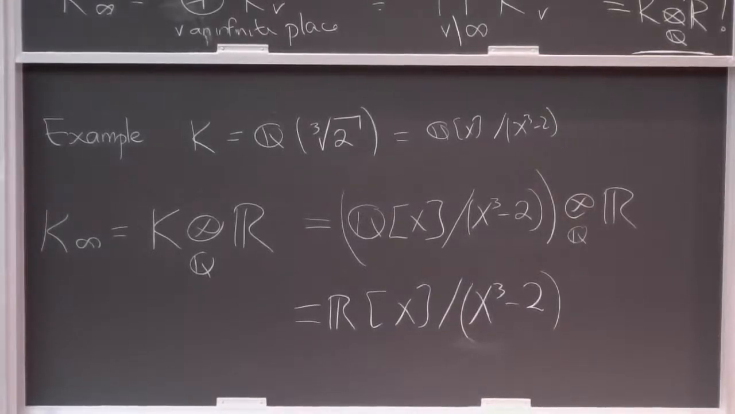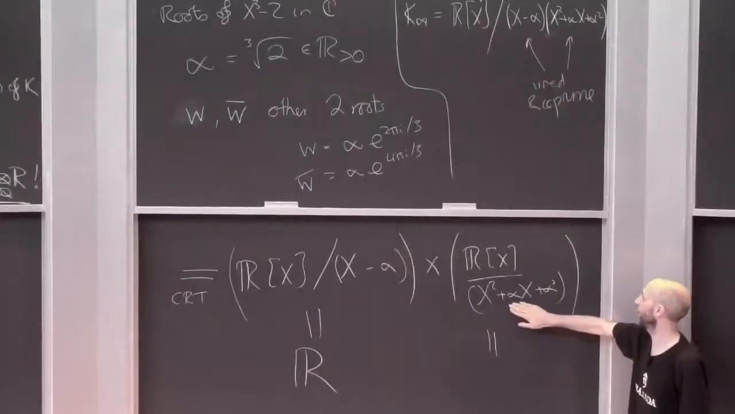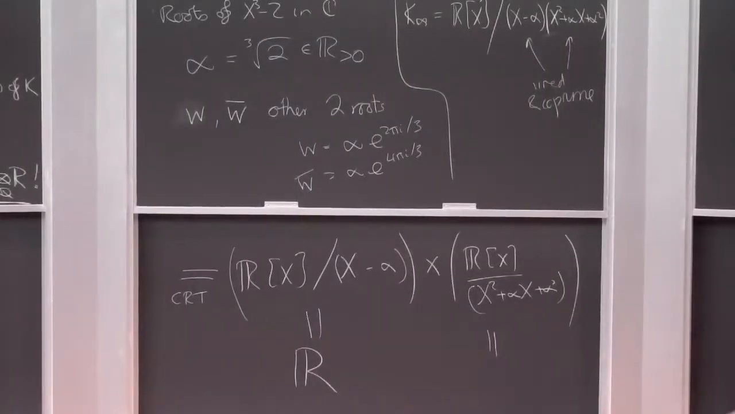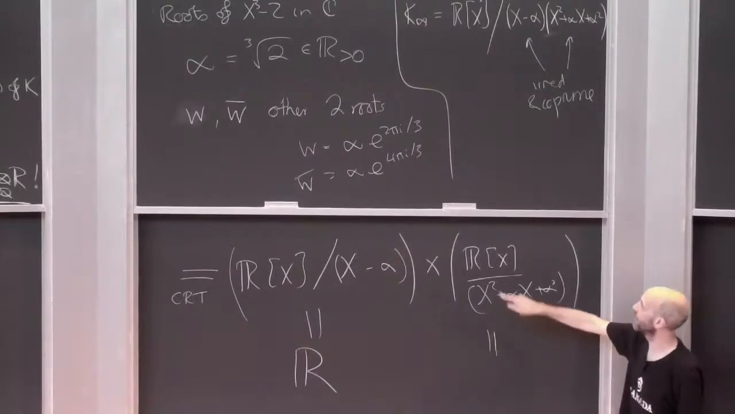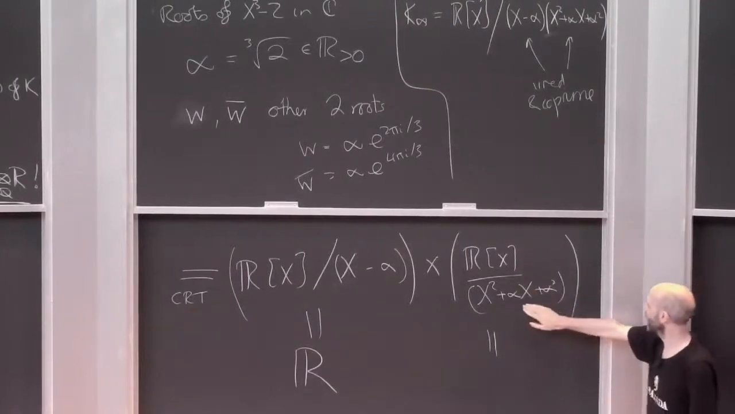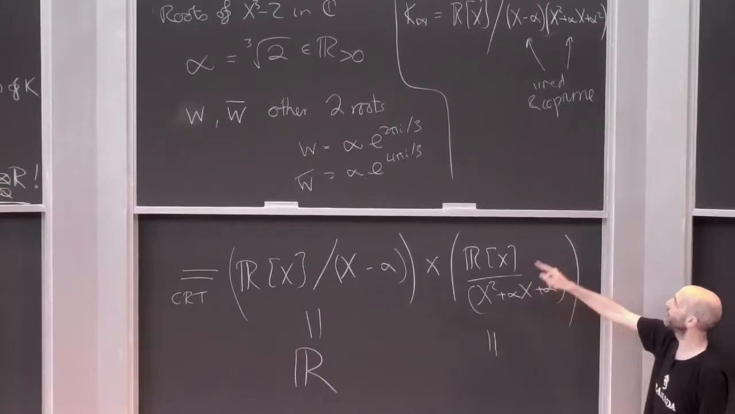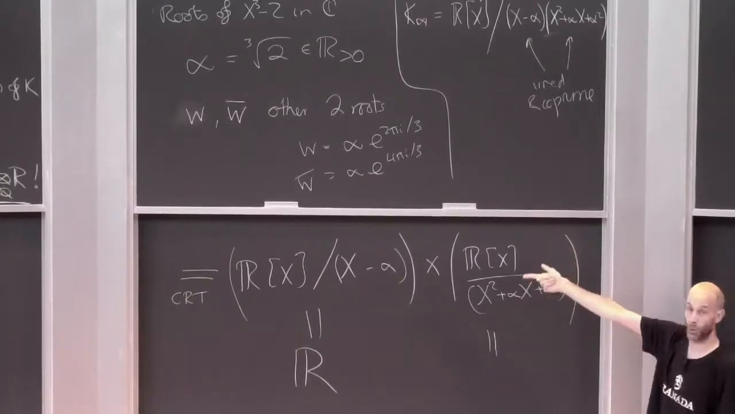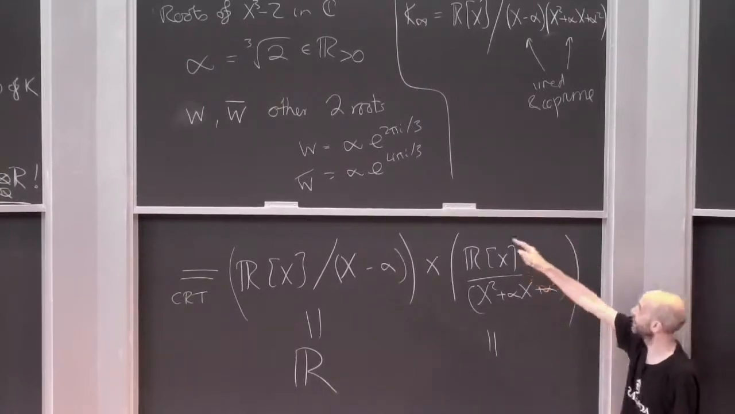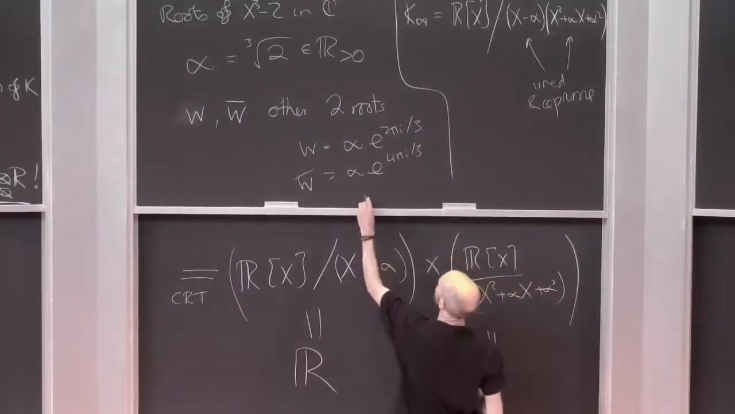So this is R. And now here, this is R of x modulo an irreducible degree 2 polynomial with no real roots, because the roots of it are w and w bar. So this is definitely irreducible degree 2. And if we throw in a root, e.g. w or w bar, then we'll get a non-real thing. This is the point.